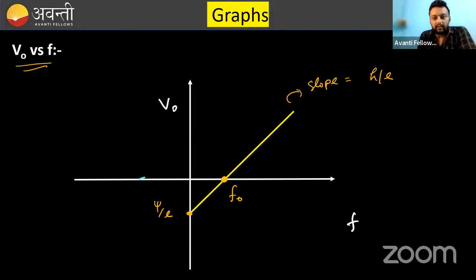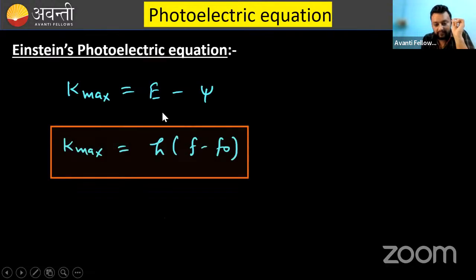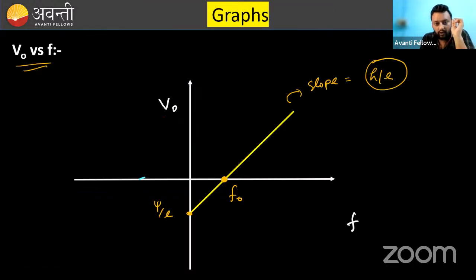Okay. The slope is h by e, which is a constant term. Now, I don't know whether you are understanding it or not, but you should remember this in terms of V naught versus F graph. In the V naught versus F graph, the slope is h by e. Let's suppose one more thing.